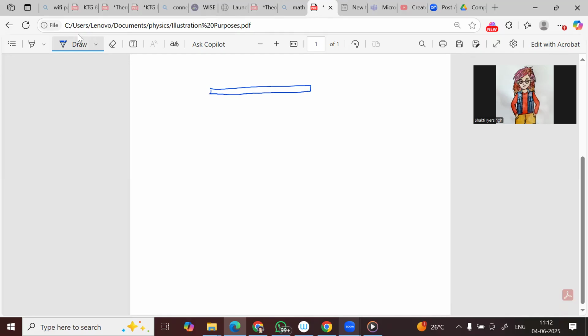Now, let us say this is a thin rod of mass m and length L. And we want to find the moment of inertia of this rod if it rotates about this axis. Let's call it OO prime.